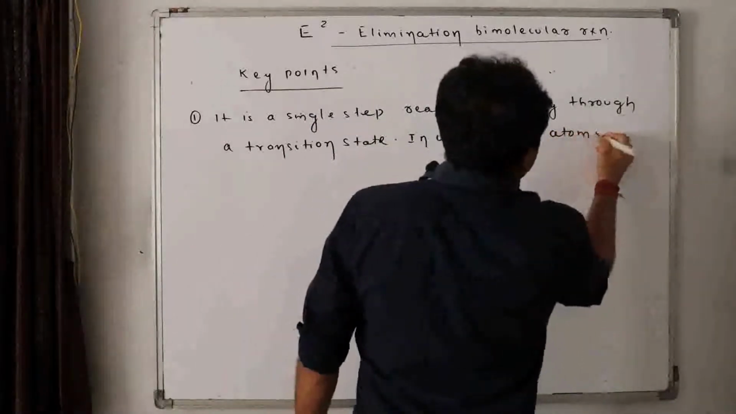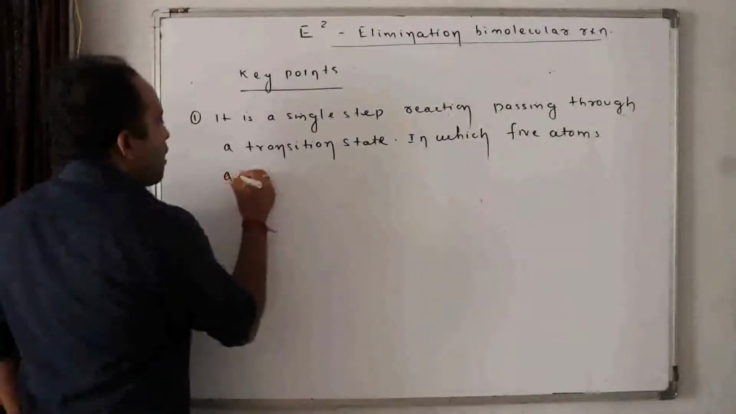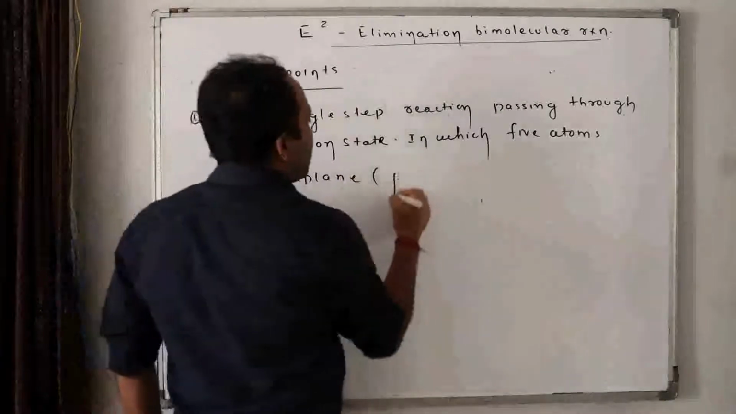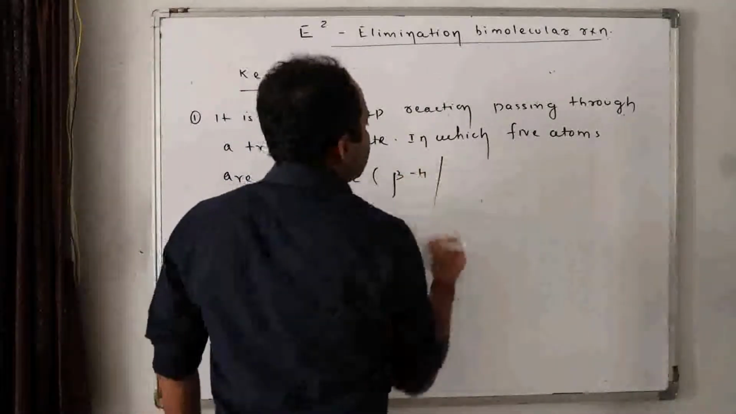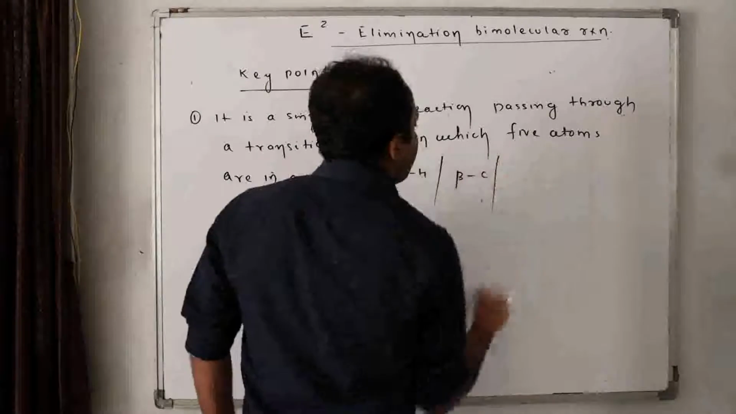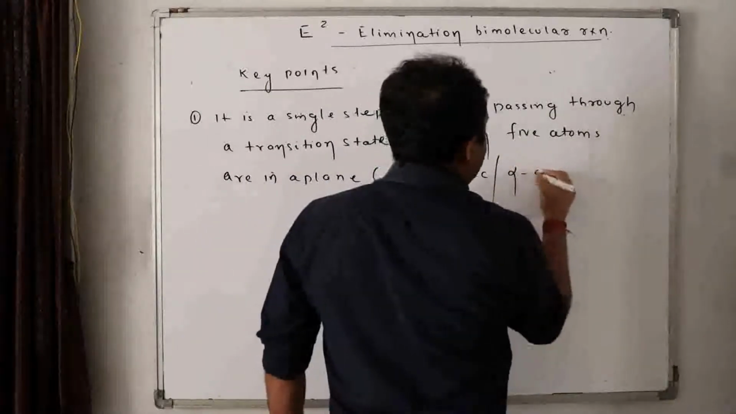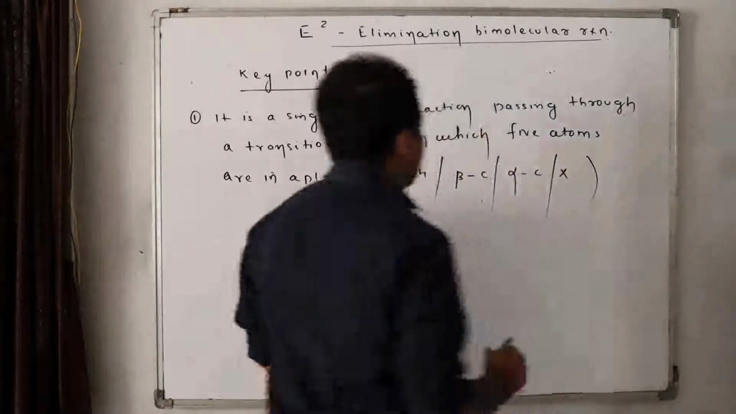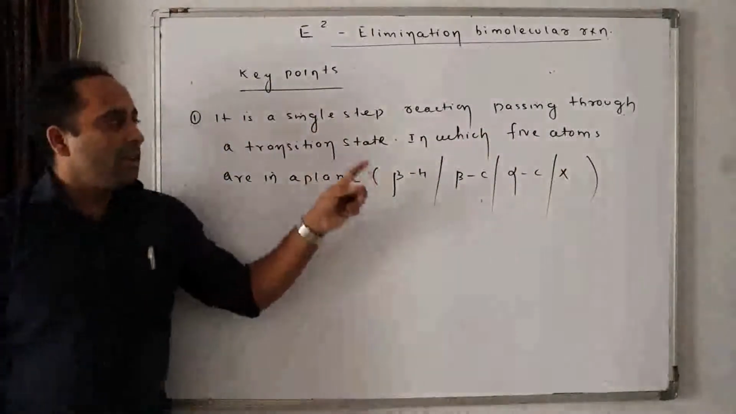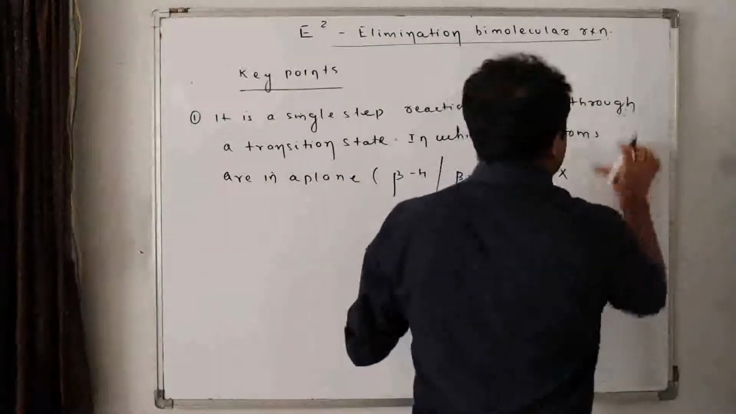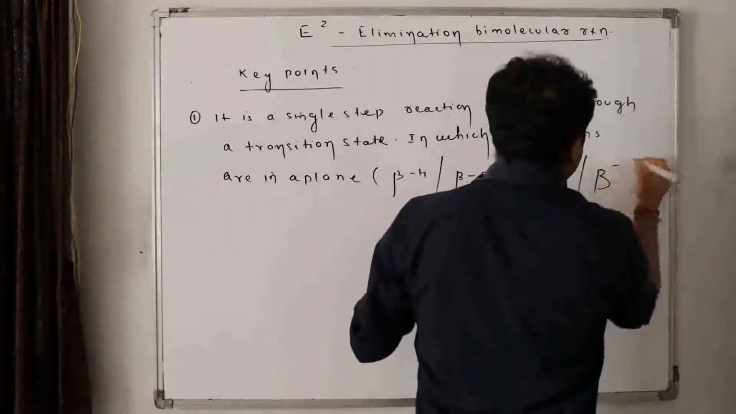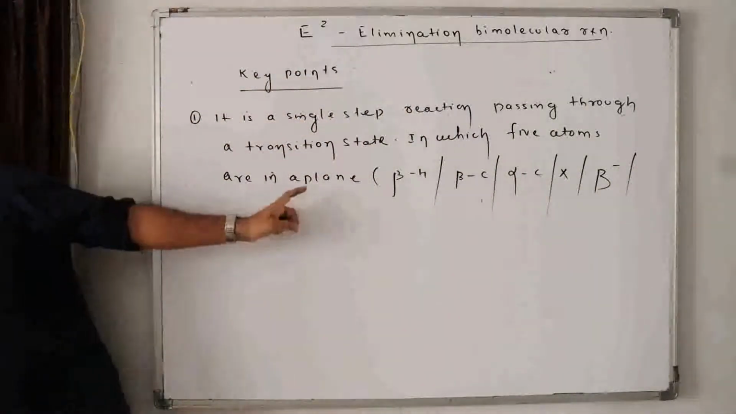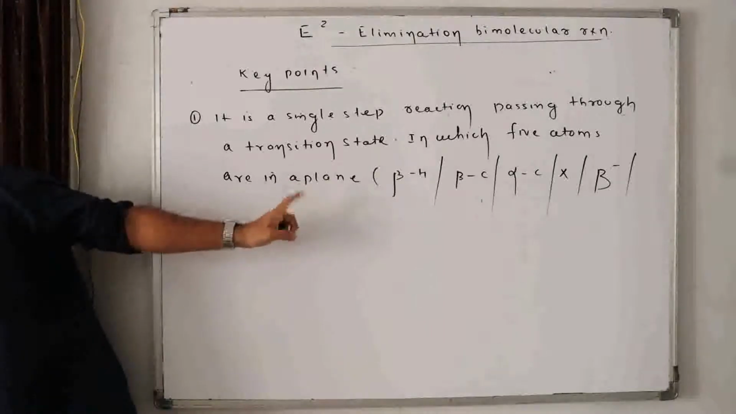In which five atoms are in a plane. What are they? Beta hydrogen, beta carbon, alpha carbon, and leaving group X, and last but not the least, the base. These five must be in a plane for this elimination reaction to occur.